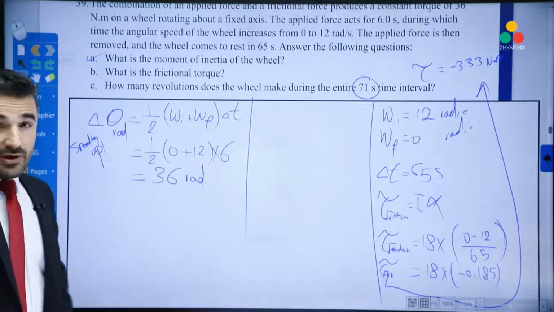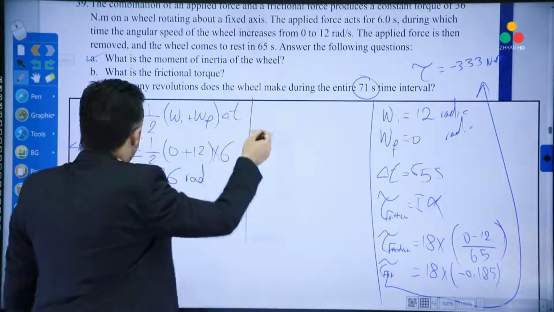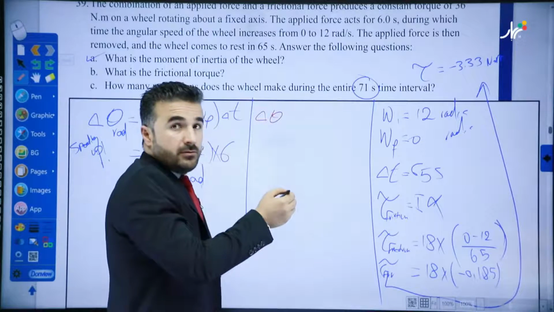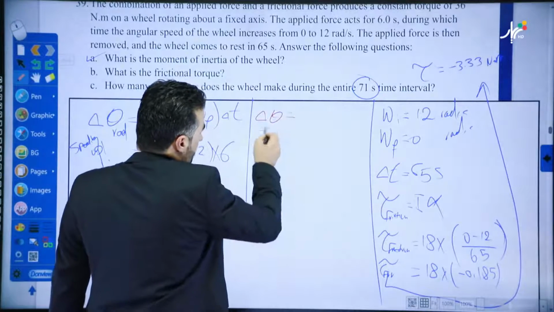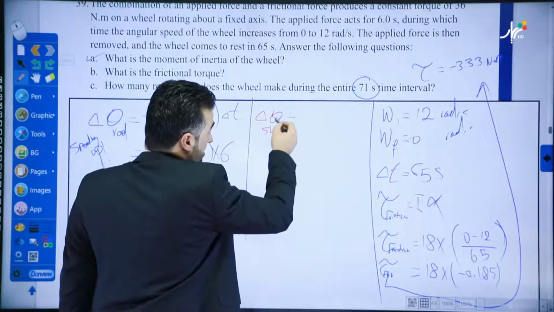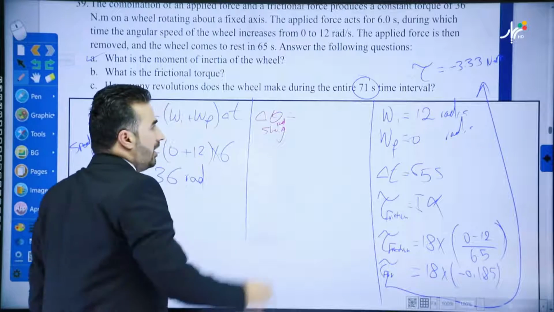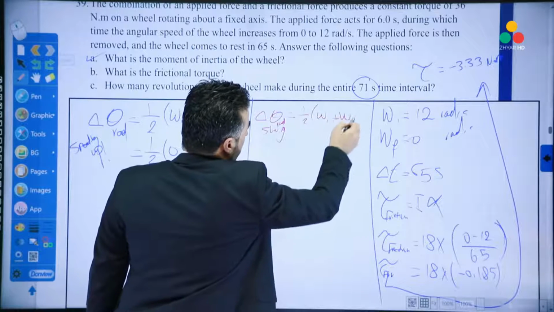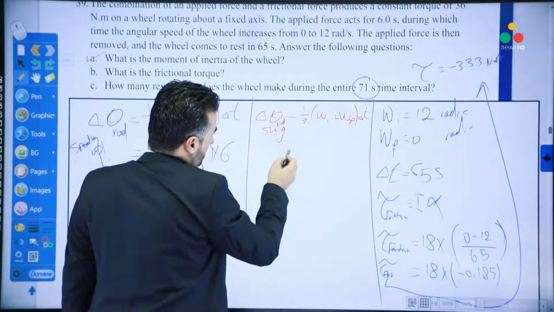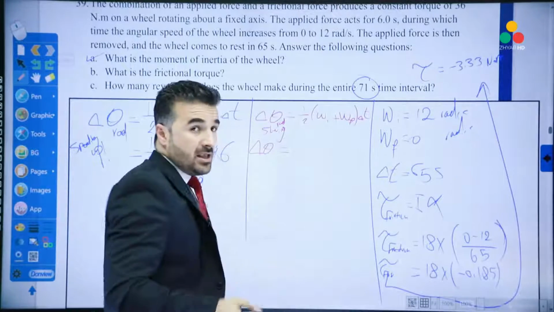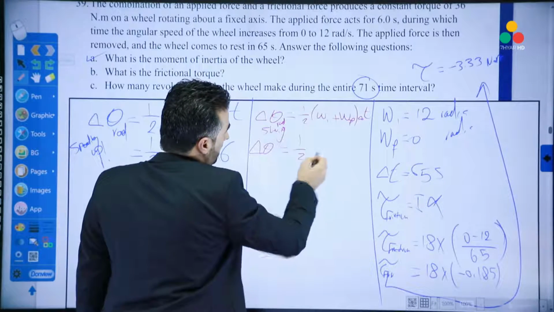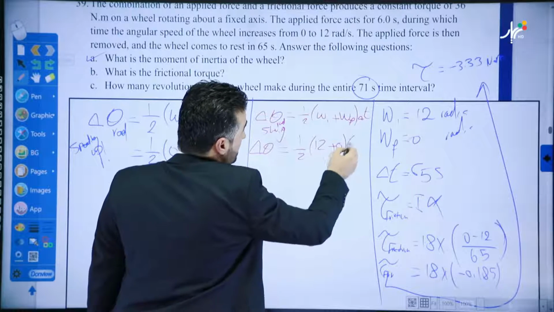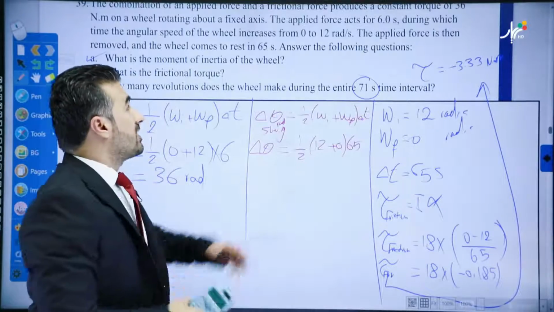What about in terms of slowing down? We'll use the same equation. So delta theta this time, for slowing down, is still in radian, equals 1 over 2 omega initial plus omega final multiplied by delta t. Delta theta is going to be 1 over 2. Omega initial was 12 plus final was 0 multiplied by 65 seconds, guys. That is for the second part, okay?